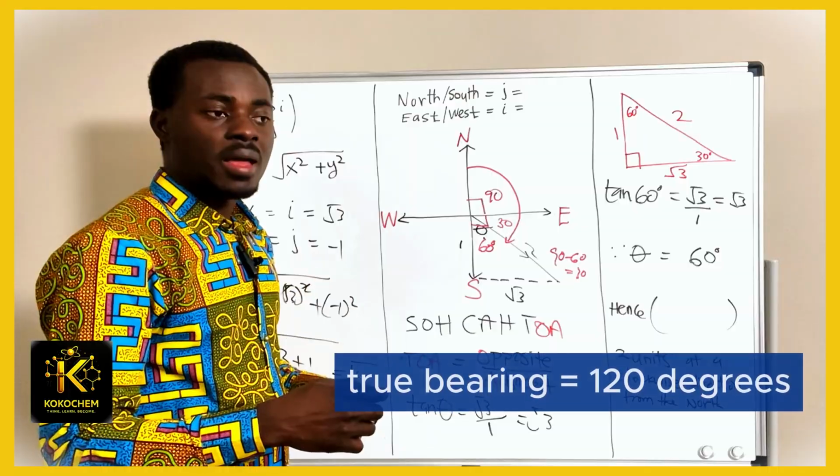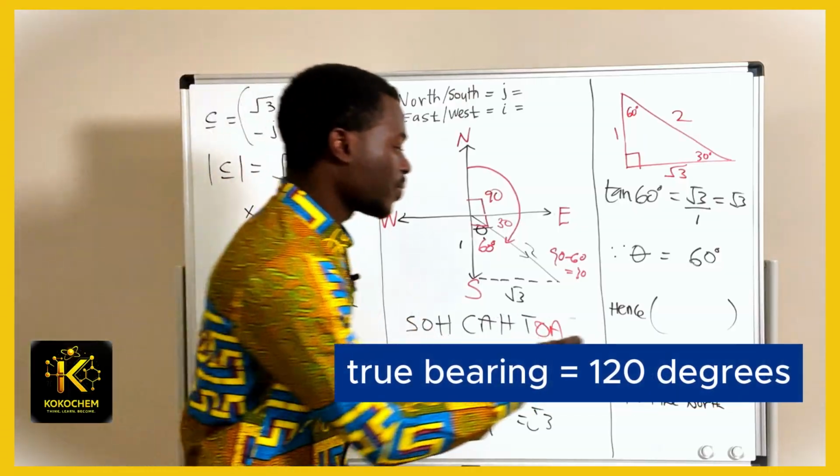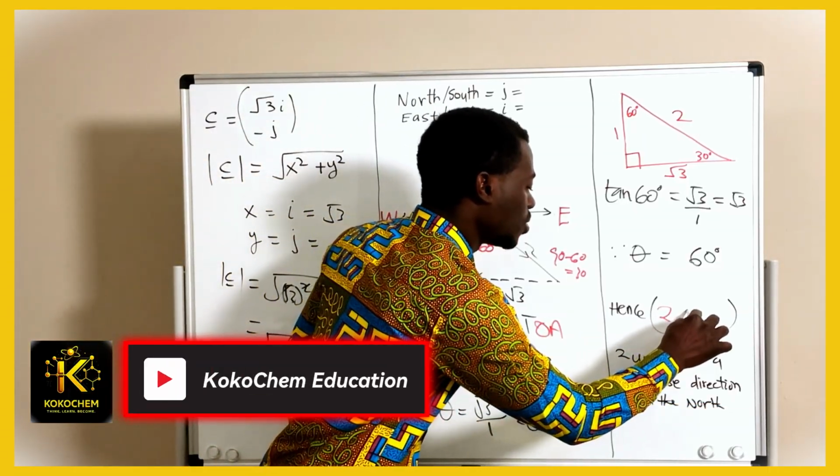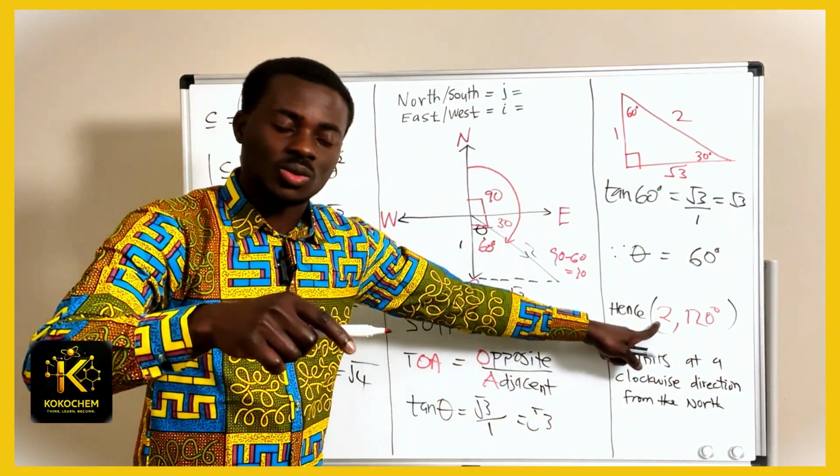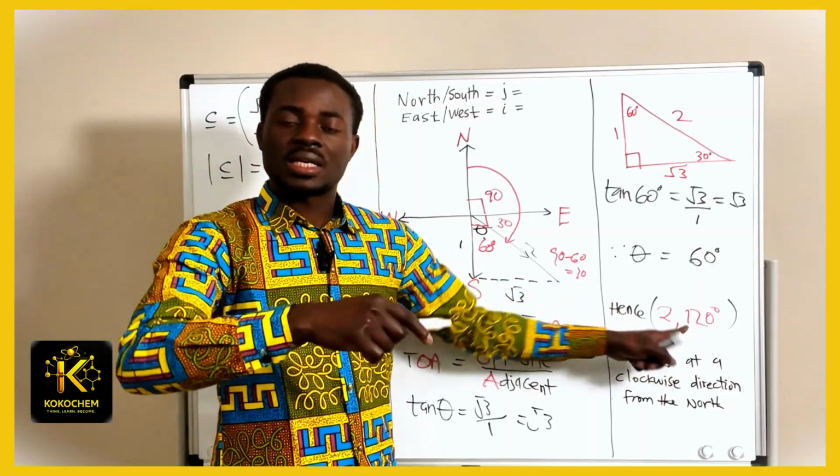So the answer is 2 for the magnitude and 120 degrees for the bearing, the direction.